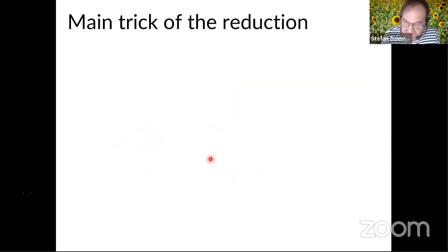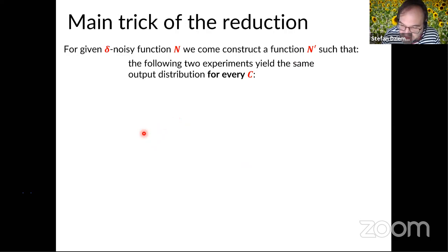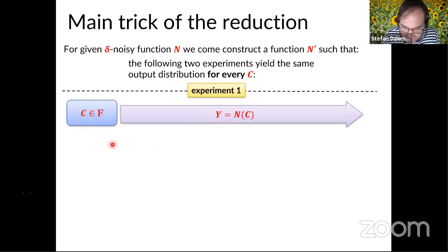So the main trick of the reduction is we take a delta noisy function n, and we come up with the function n prime, such that the following two experiments yield the same distribution for every input. The first experiment is simple. You just take input C and you produce the noise out of it.